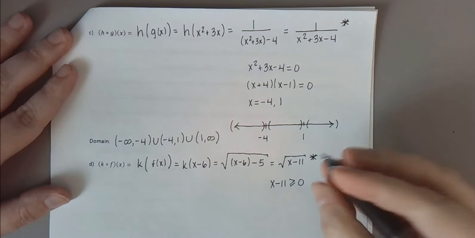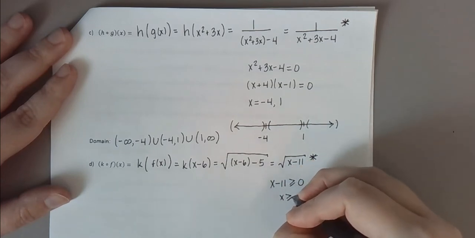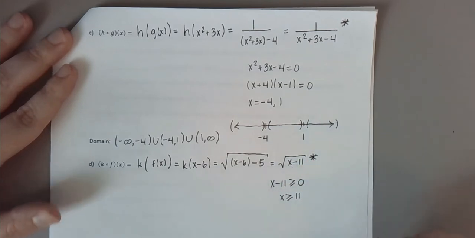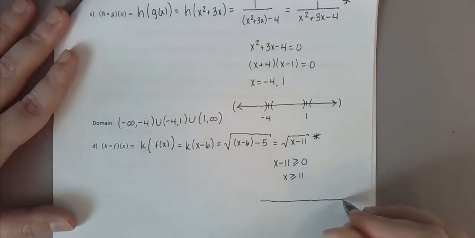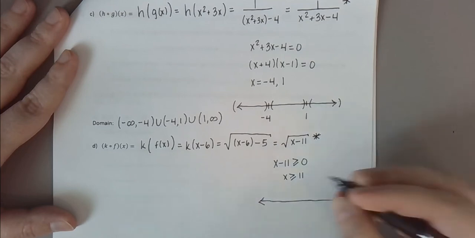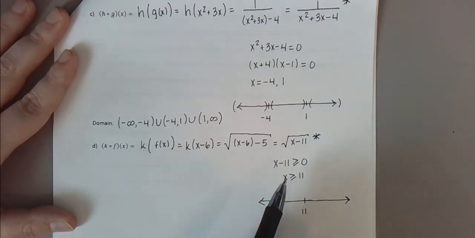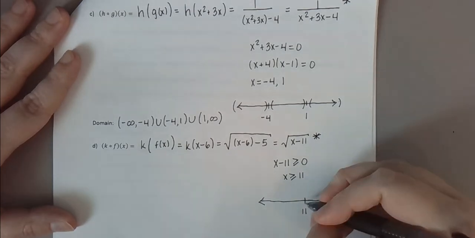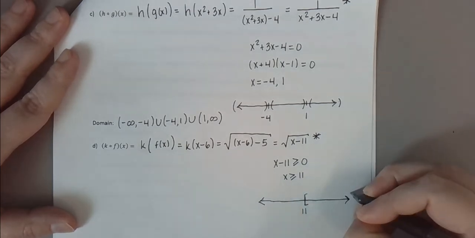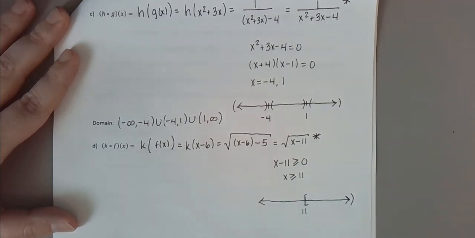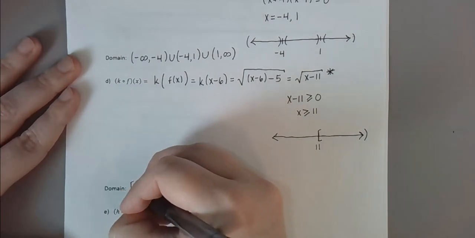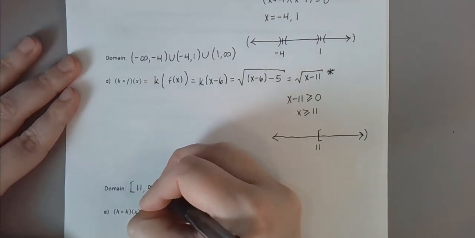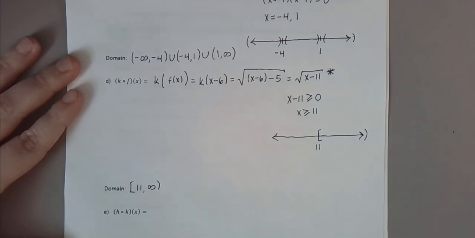So add the 11, move that over. So x is going to be greater than or equal to 11. And if we want to write that in interval notation, maybe draw a picture first, just so we're sure of what that looks like. Here's 11. We want to keep values that are greater than or equal to 11, which means 11 itself can be included. So everything from 11 to positive infinity will be included in our domain. So our domain is going to be all the values from 11 to infinity inclusive.